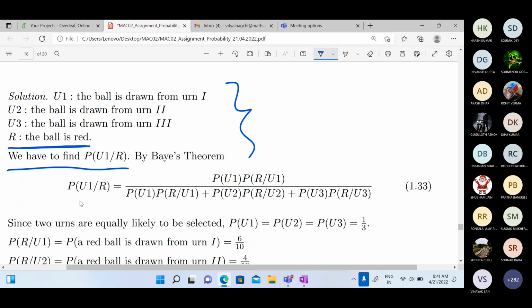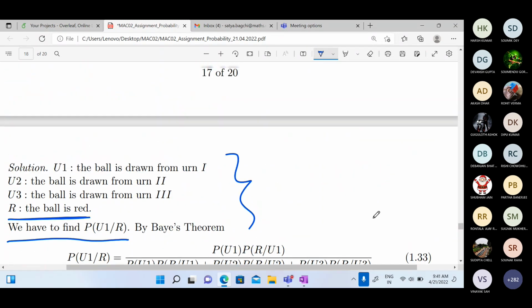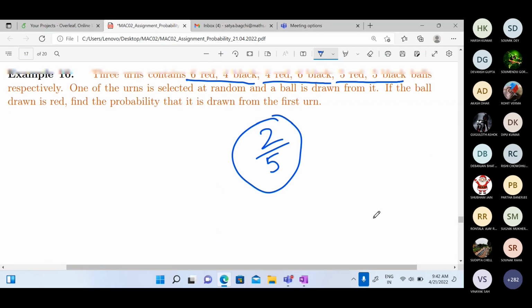Again we are using Bayes theorem. This is the Bayes theorem, whatever we have discussed previously, and you try to find all the probability cases. There are 3 arms with equal probability, so it is 1 by 3. Now you can find these types of probabilities. The probability that a red ball is chosen given that U1 is chosen is 6 by 10, you can easily find this. Therefore, after putting these values in the equation, you get 2 by 5. So you have given the answer 2 by 5. Yeah, that is correct.